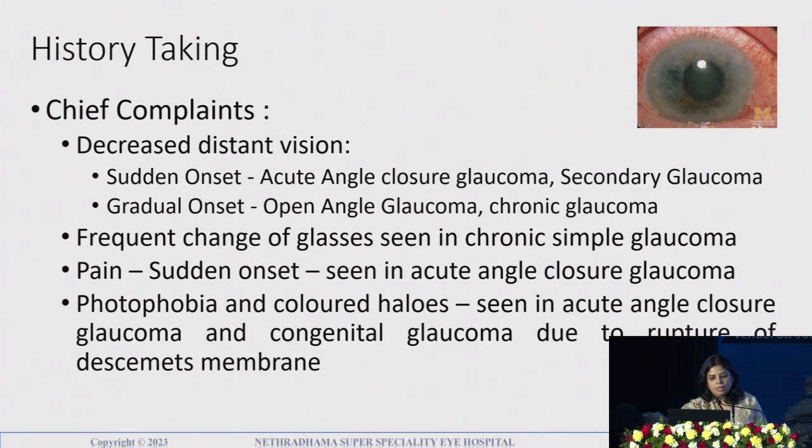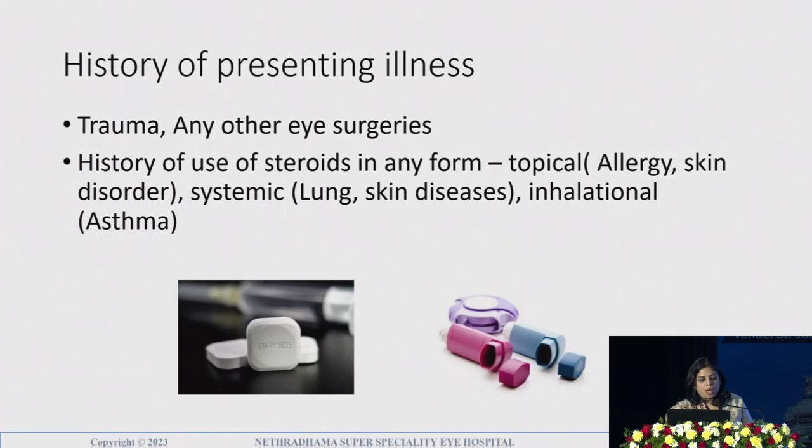Coming to history taking, asking for chief complaints is very important. Ask for history of decreased distant vision. Ask whether it is a sudden onset or a gradual onset. Ask for frequent change of glasses. Ask for history of pain and photophobia with colored halos, which suggest acute angle closure glaucoma. Ask for history of trauma, history of use of steroids in any form for longer durations.